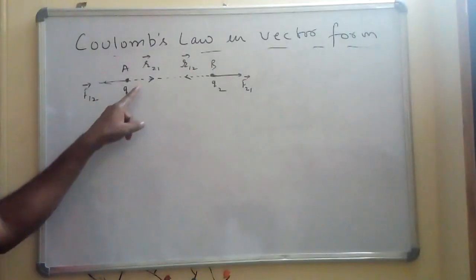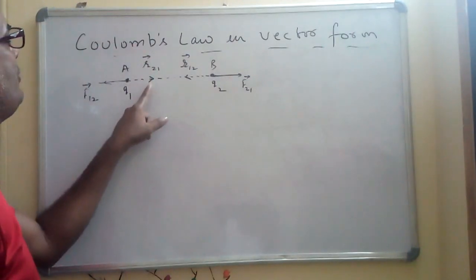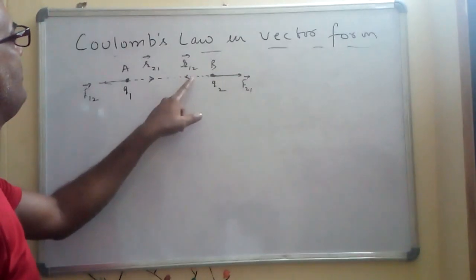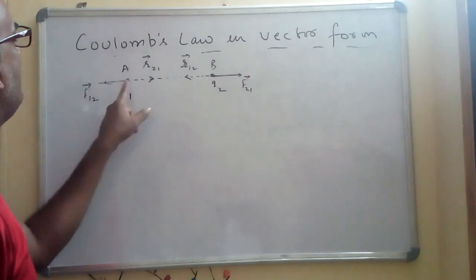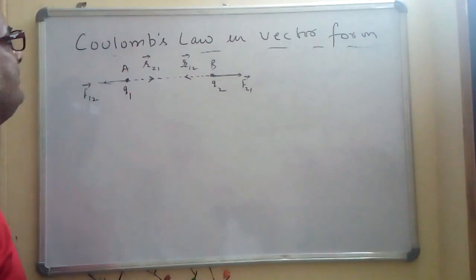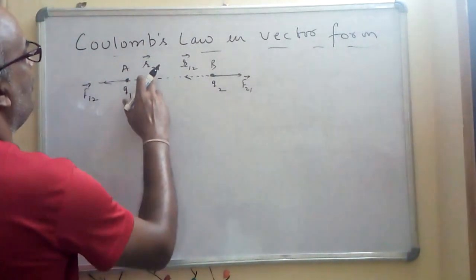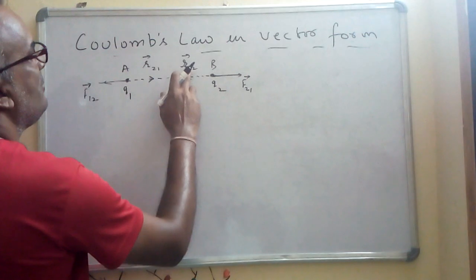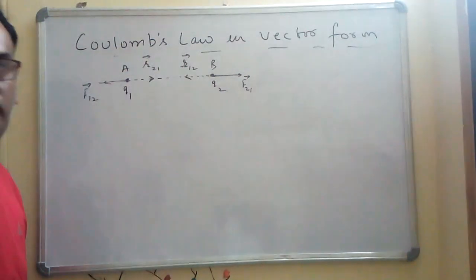This arrow shows the position of Q2 with respect to Q1, and this will give you the position of Q1 with respect to Q2. This one is the position of Q1 with respect to Q2, and this is the position of Q2 with respect to Q1.